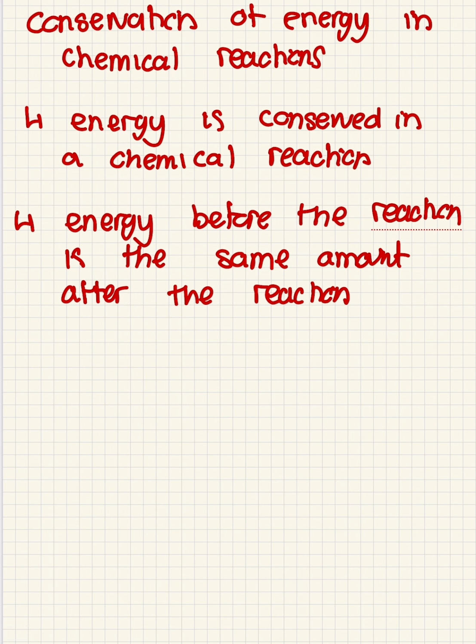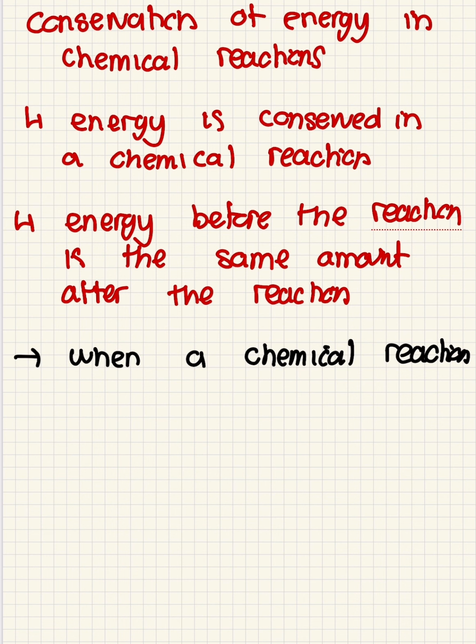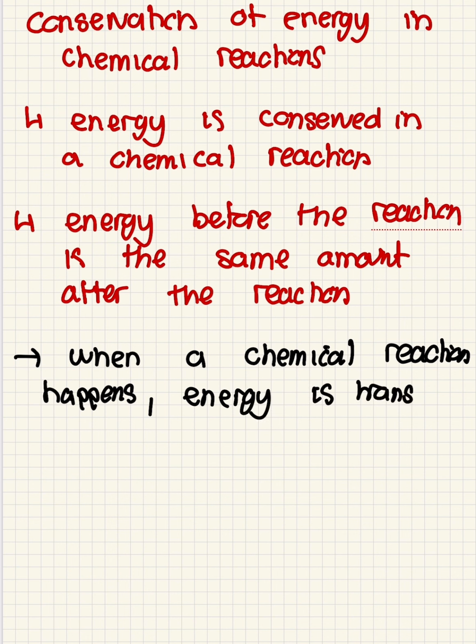The next bit that I want to teach you is that when a chemical reaction happens, energy is either transferred to the surroundings or transferred from the surroundings. So let's write that bit down. When a chemical reaction does happen, energy is either sent to the surroundings or it's taken in from the surroundings. So energy is transferred to or from the surroundings.